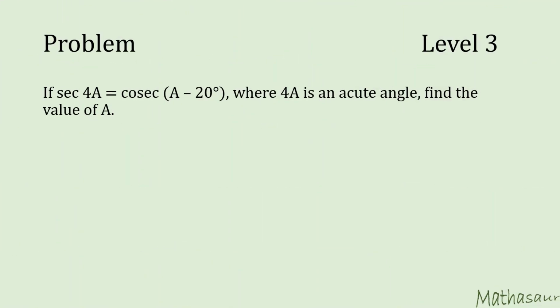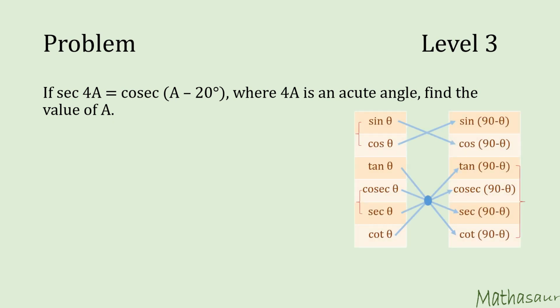Let us look at another problem. If secant 4a equals cosecant a minus 20 degrees, where 4a is an acute angle, find the value of a. Alright, the only relationship we know between secant and cosecant in an equality would be with respect to a pair of complementary angles. We know that secant theta equals cosecant 90 minus theta. The corollary was also true. You could write that cosecant theta equals secant 90 minus theta. Both relationships would fetch you the same result.